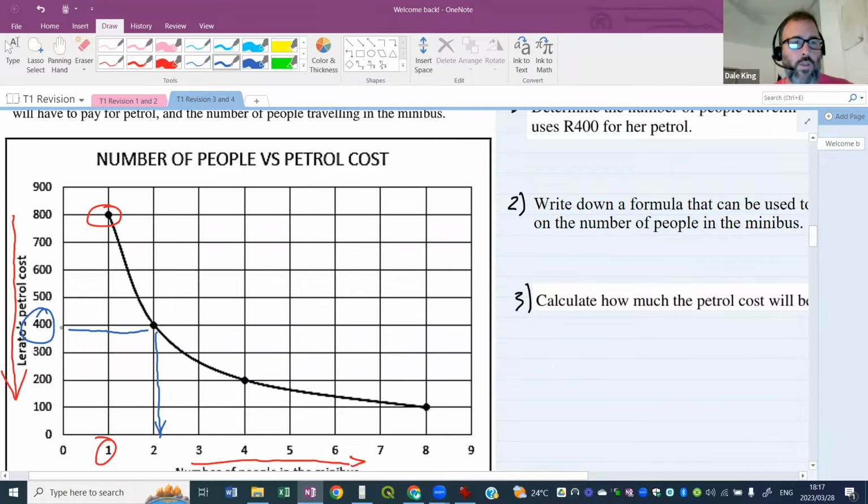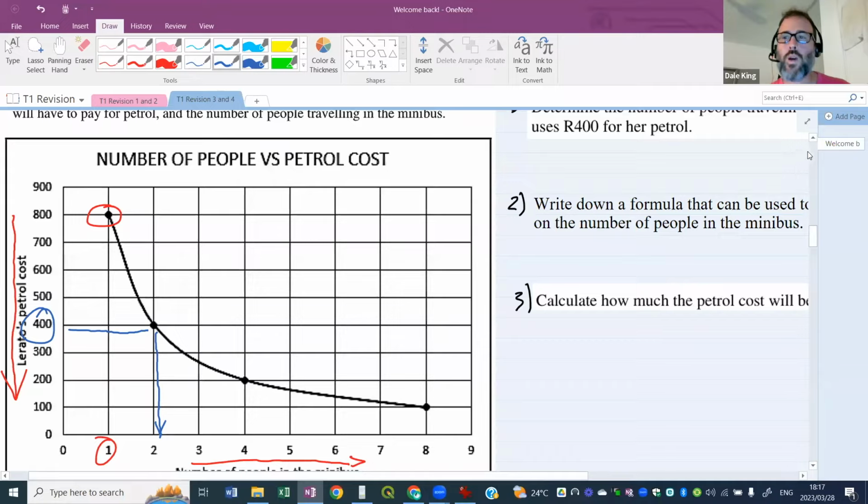Excellent. So to read off the graph, they give us 400. So we go to the 400 on the y-axis. We go to the line, and there's a dot there for us to look at. And then when we hit that dot, we go straight down to the x-axis, and we see that it lands on 2. So we can use the graph to read this off. Okay, well done. Very good. You guys are doing well.